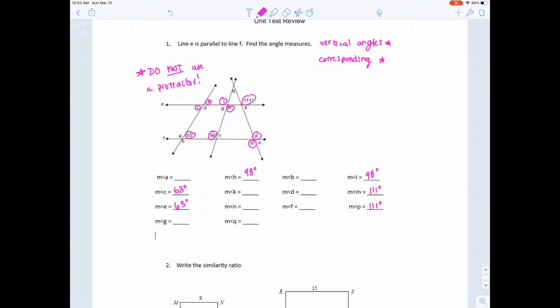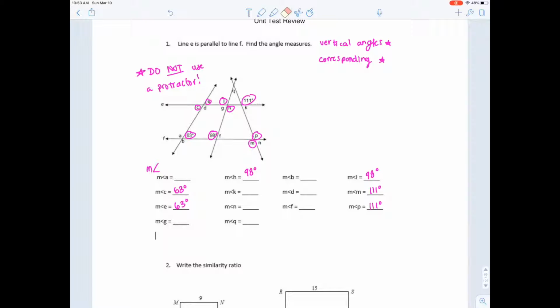Okay, if you guys are wondering, what does this M less than sign mean? It's supposed to look a little bit more like this, like it's supposed to be an angle symbol, but the computer only put in a less than sign. But anyway, what this M stands for is the measure. So what is the number of degrees? How big is that angle? So what is the measure of angle A, B, C, and so on and so forth?